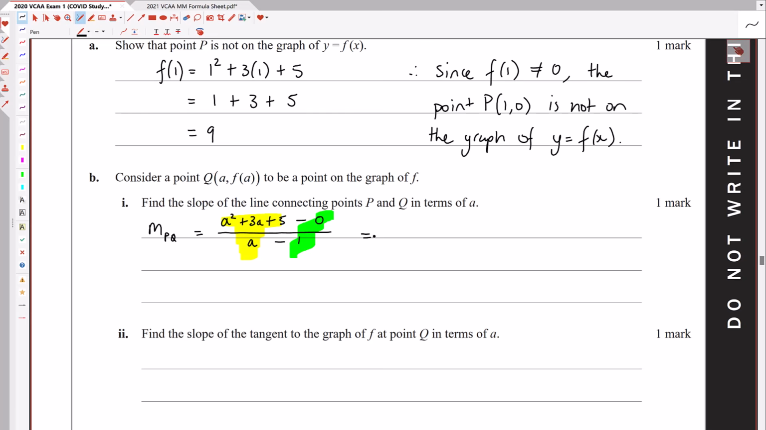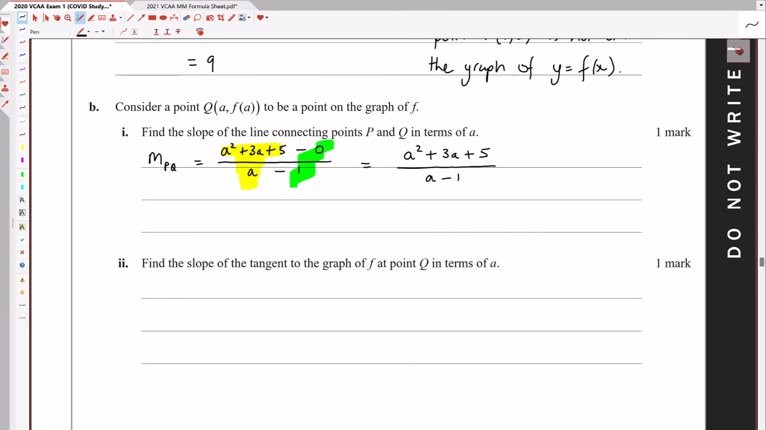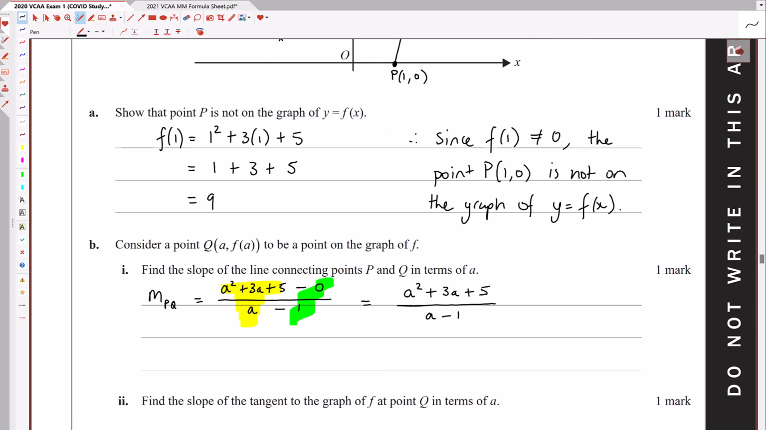Okay, let's just tidy this up a bit. So we've got a squared plus 3a plus 5 on the numerator over a minus 1 on the denominator. So that's the slope of the line connecting P and Q. Find the slope of the tangent to the graph of f at point Q in terms of a.